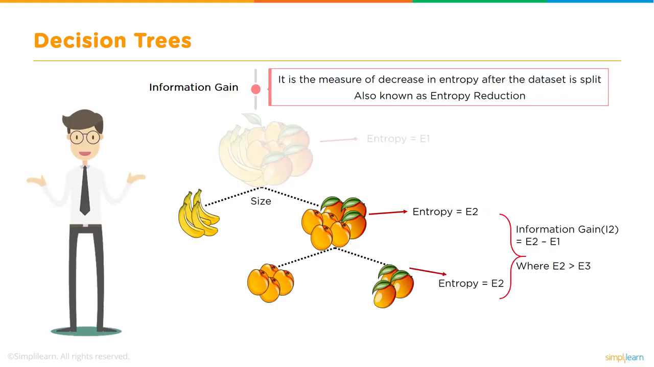And then the information gain from our level 2 equals E2 minus E1, where E2 is greater than E3. And as we come down here, we'll see that the E3 is now the third level where we split the oranges and apples out. And each time that entropy becomes less and less and less, until in this case we have an entropy of 0, since they're all homogeneous in their order. All oranges, all apples, all bananas.